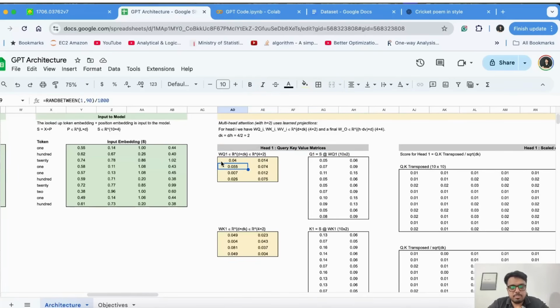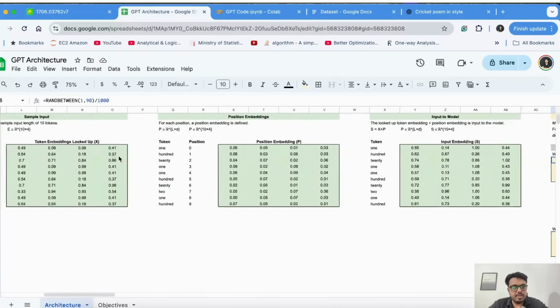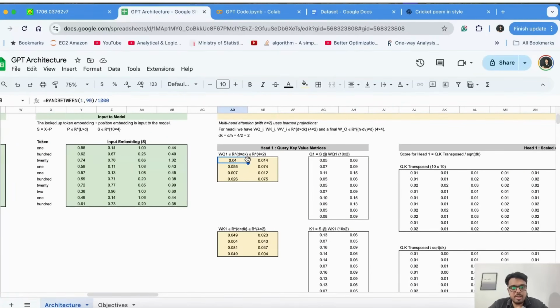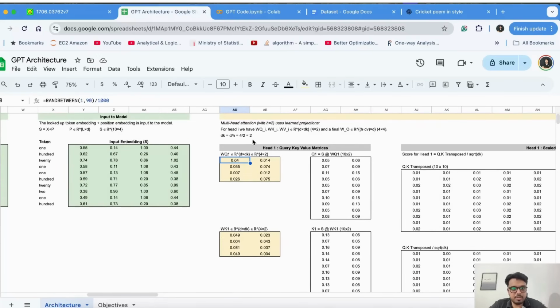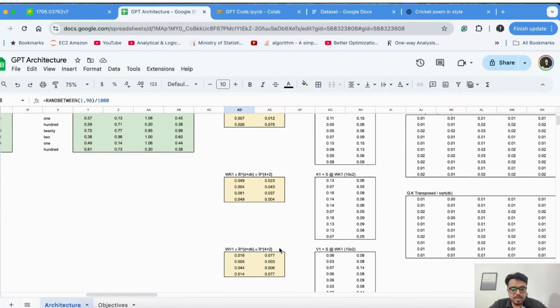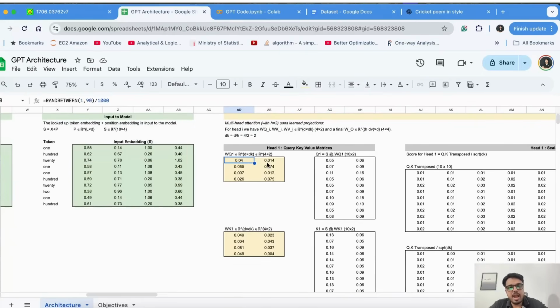Now the dimensions for WQ1 will be D cross DK. D is what we have already learned, the length of the embedding vector, which is 4, and DK is D by H, which means the length of the embedding vector divided by the number of heads in this architecture. For us that is 2, so DK will be 4 by 2, which is 2. So WQ1, WK1 and WV1 are the weight matrices that are defined, and each of them will have a dimension of 4 by 2.